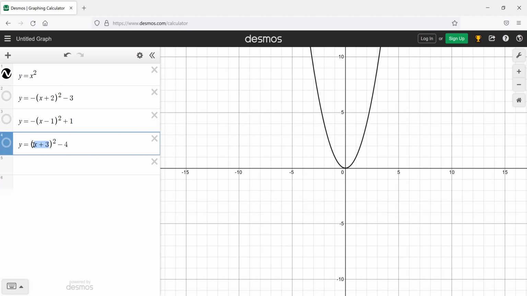How about the last one? Left by 3, flips over the x-axis. Where's the negative? The negative has to be in front. Do you see the difference between these? Yeah, so this one does not flip, because there's no negative in front.